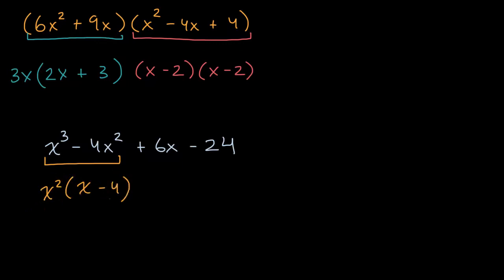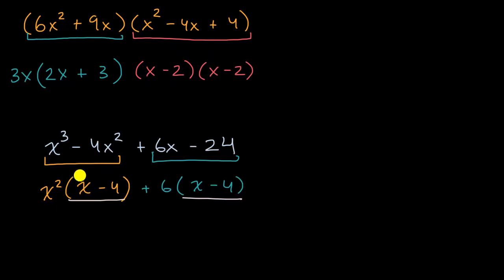And what about these second two terms? Is there a common factor between 6x and -24? Yeah, they're both divisible by 6. So let's factor out a 6 here. So plus 6 times x minus 4. And now you are probably seeing the home stretch where you have something times x minus 4 and then something else times x minus 4.